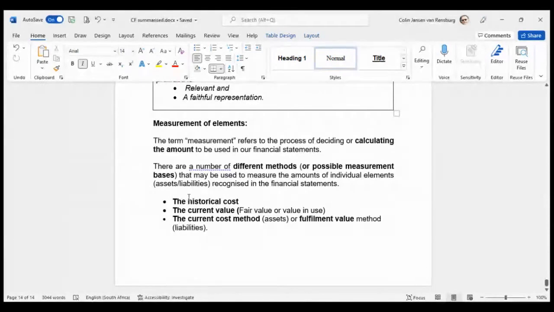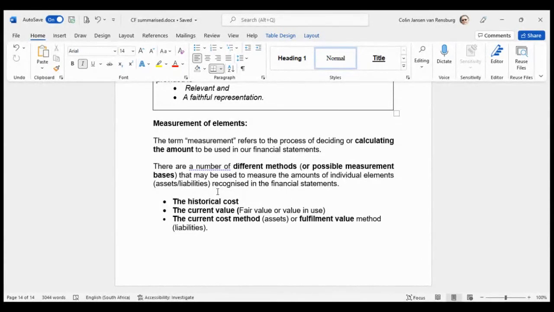The one, ladies and gentlemen, is the historical cost method, or the historical cost basis, I should say. I think they normally refer to it as bases. So the historical cost basis is probably the method that is used in, I would guess, 90% of cases, right? So what is the historical cost, ladies and gentlemen? It is simply its cash value.